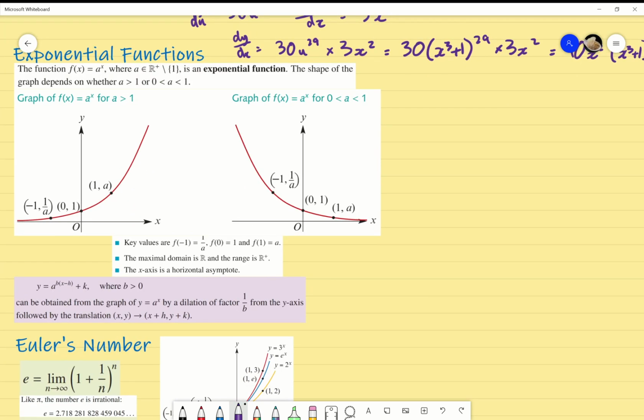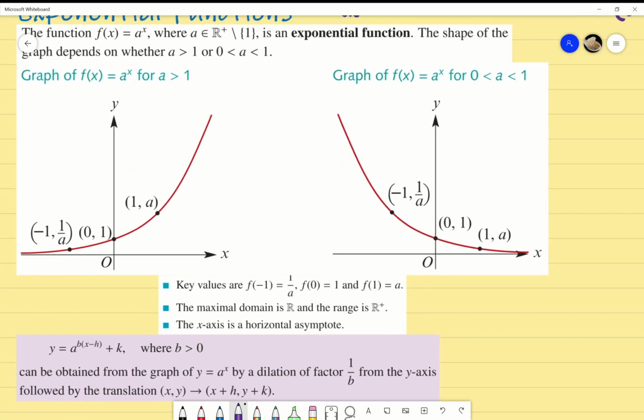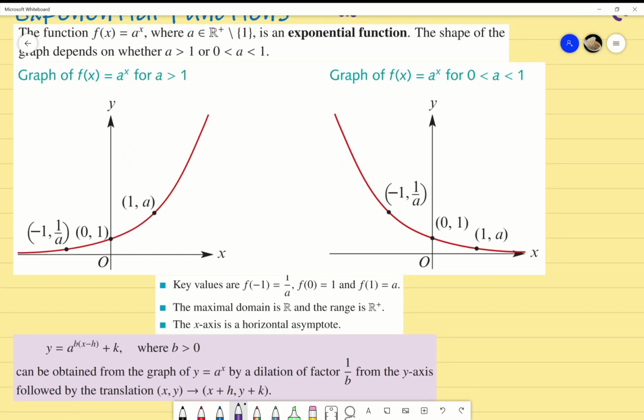Okay. Of course, the maximal domain is going to be all real values of x, and the range is going to be all positive values, not including 0, which is why we've got R positive, because you can't have 0. That's where our asymptote is. So R positive is all real numbers that are positive.